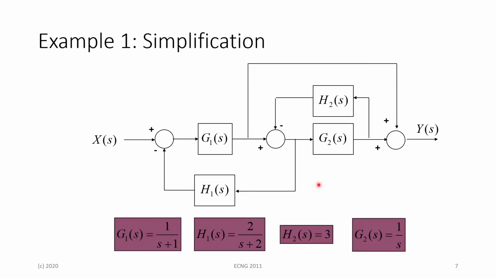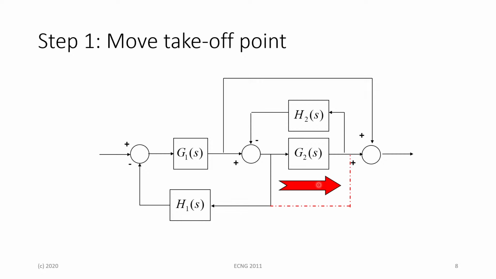So the next few slides are going to show you a general approach that you can take for simplifying this example block diagram that we have here. The first step that we'll start with is that we'll move this takeoff point connecting H of 1 from the left of G2 to the right of G2.